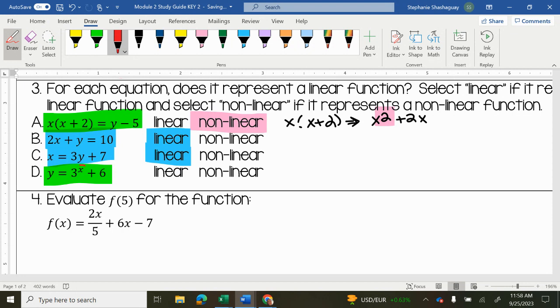Because of this exponent, I have a non-linear function. So just remember, no exponents. If it's linear, it cannot have exponents.